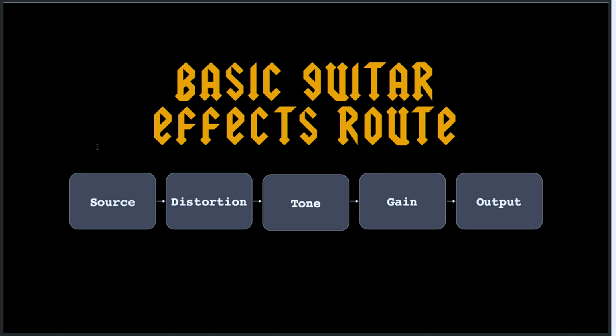So what we're going to build today is a basic guitar effects route. So we're going to start with the source, the guitar. We're going to apply some distortion. We'll apply a tone filter. We'll apply some gain. So gain is just a level, like how loud or soft it is. And we'll send it to an output.